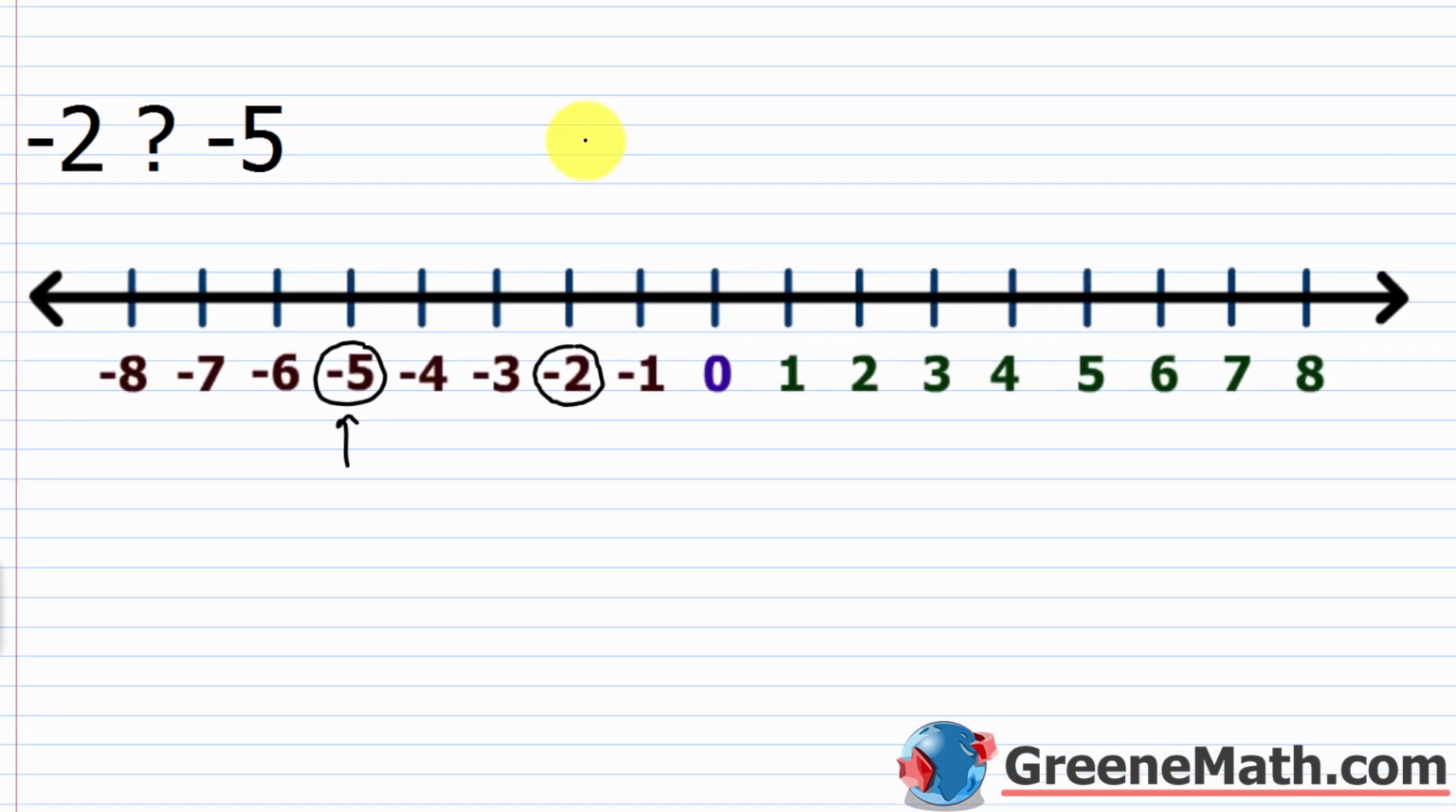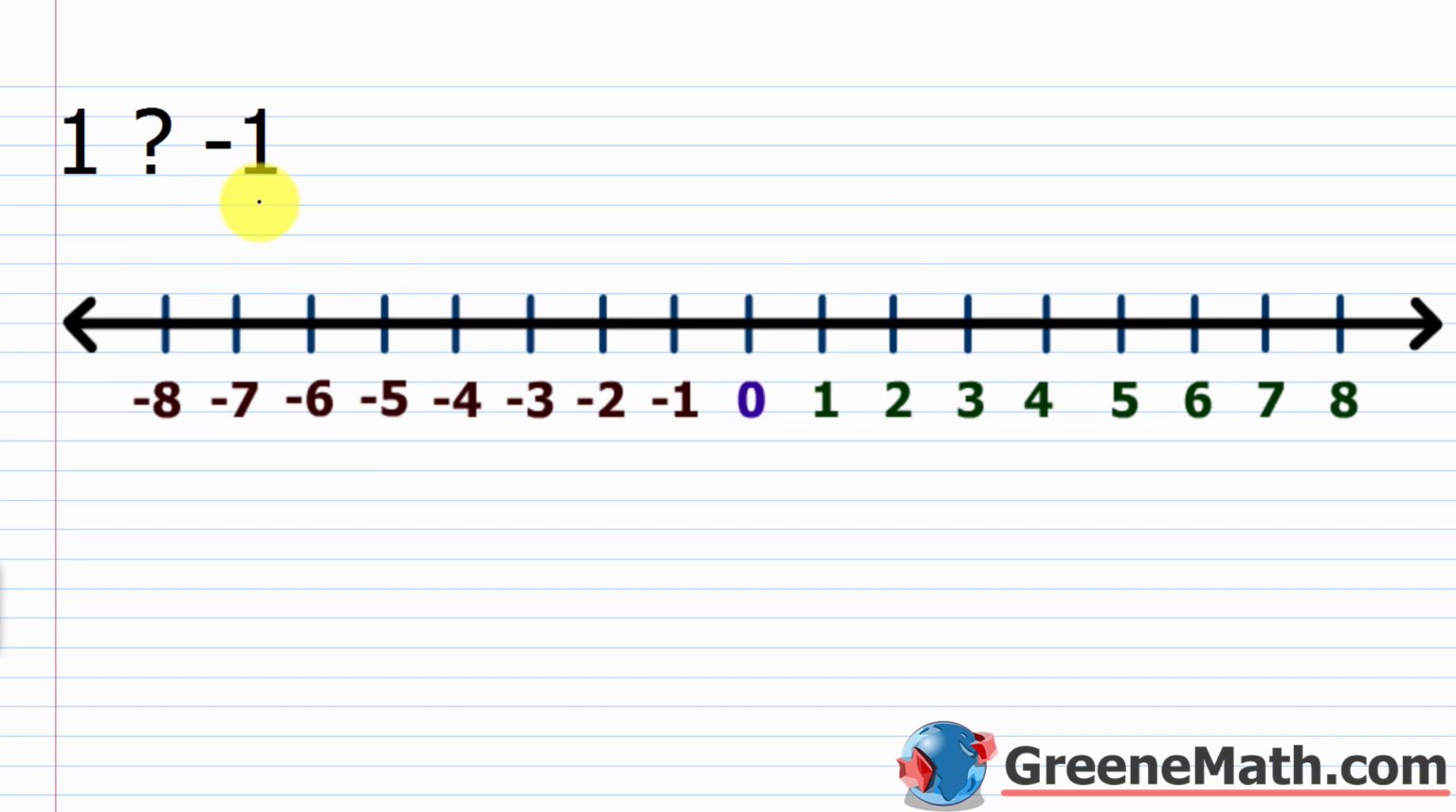So if we look at negative 2 and negative 5, my choices would be to use this symbol, which is the greater than, or this symbol, which is the less than. Point the symbol to the smaller number. Negative 5 is smaller, so we use the greater than. Okay, negative 2 is greater than negative 5. And again, thinking about it the other way, negative 2 is to the right of negative 5, so it's bigger. Or thinking about it the way I just said, negative 5 is to the left of negative 2, so it's smaller. Either way, negative 2 is greater than negative 5.